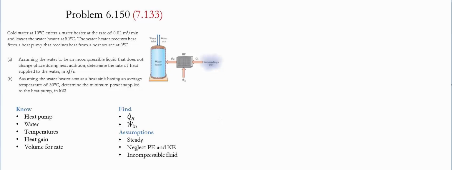And assuming that the water heater acts as a heat sink, having an average temperature of 30 Celsius, we need to determine the minimum power supplied to the heat pump in kilowatts.